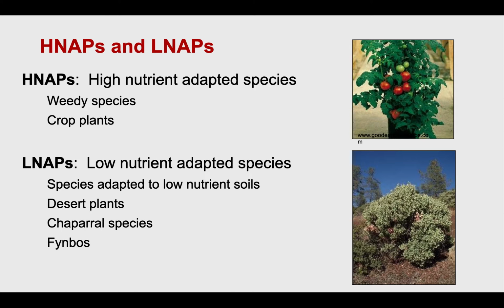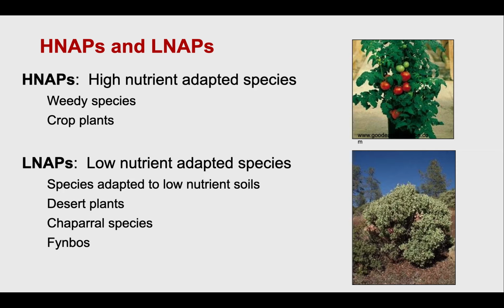All right, so if we're looking at who's a good reabsorber and who isn't, we can kind of classify plants into these two different categories, which I have abbreviated because saying high nutrient adapted species over and over gets really long. So HNAPs, those are the high nutrient adapted species, species that have plenty of access to these nutrients. They're typically going to be really weedy species, species that can reproduce fast and grow really fast. Or crop species. Crop species are adapted to having high nutrients around them. We're not trying to grow crops in the middle of a desert, for example, in most instances.